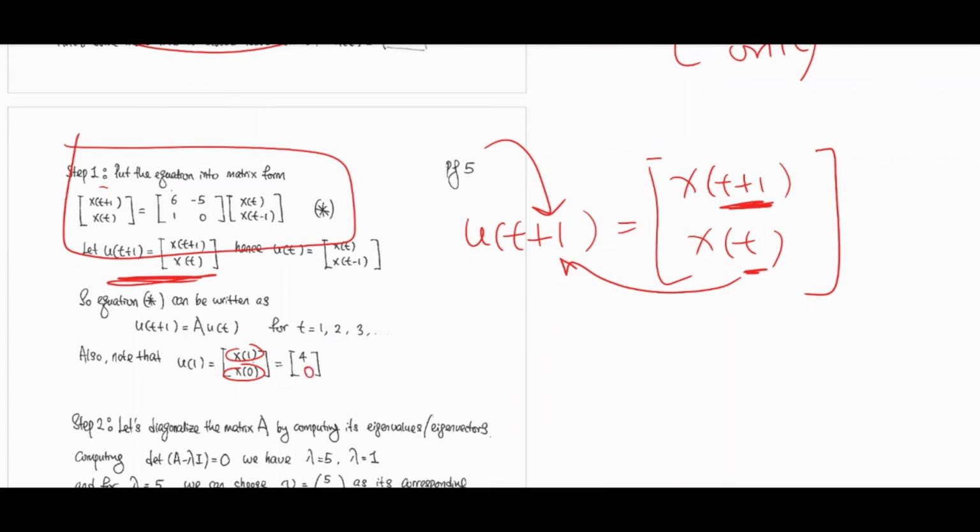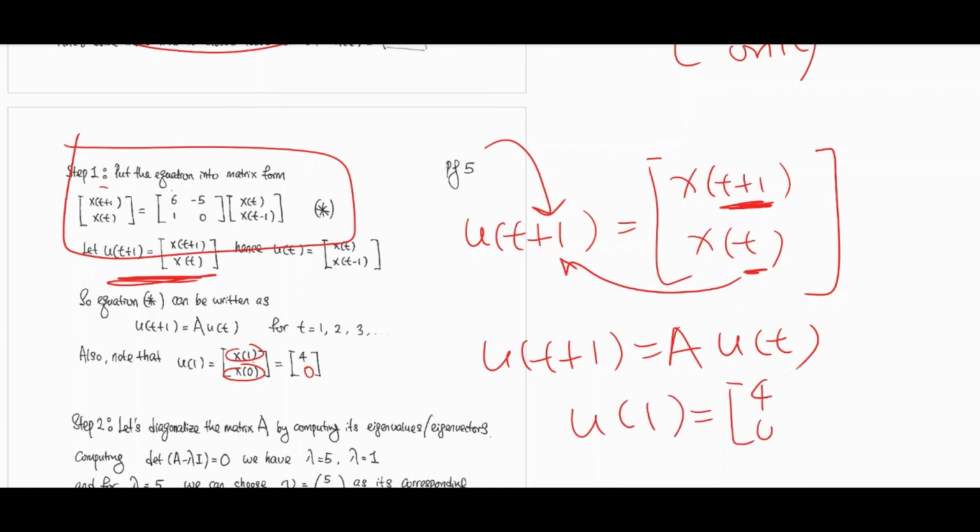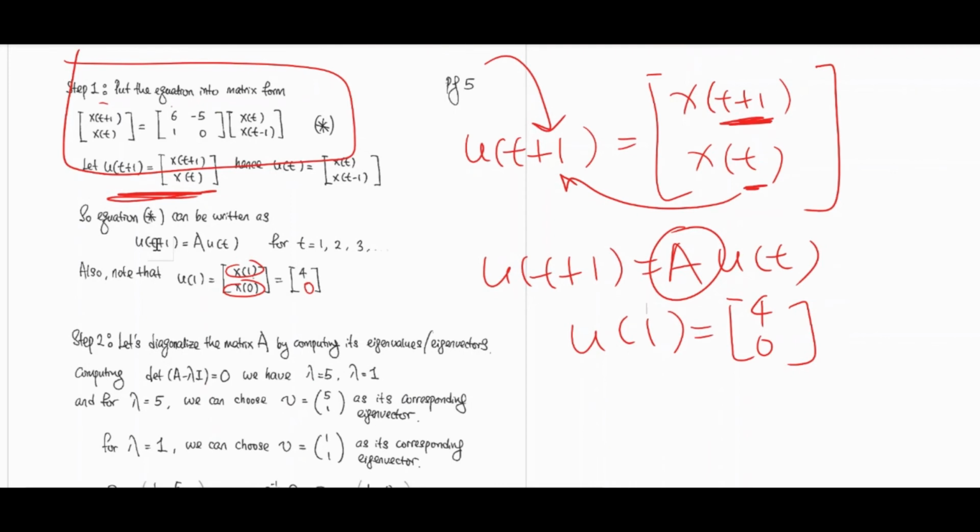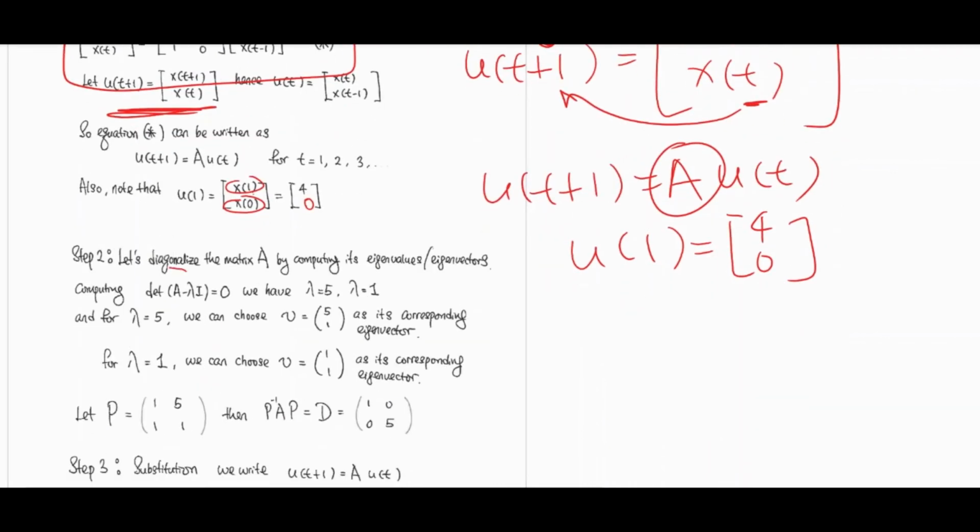So now we have a system u_{t+1} = A u_t, and we also have u_1 = (4, 0). Now we have a 2 by 2 matrix A. Let's diagonalize this matrix, if it's diagonalizable. Computing the eigenvalues, we got lambda = 5 and lambda = 1, and we can choose (5, 1) as the corresponding eigenvector for lambda = 5, and (1, 1) as the corresponding eigenvector for lambda = 1.